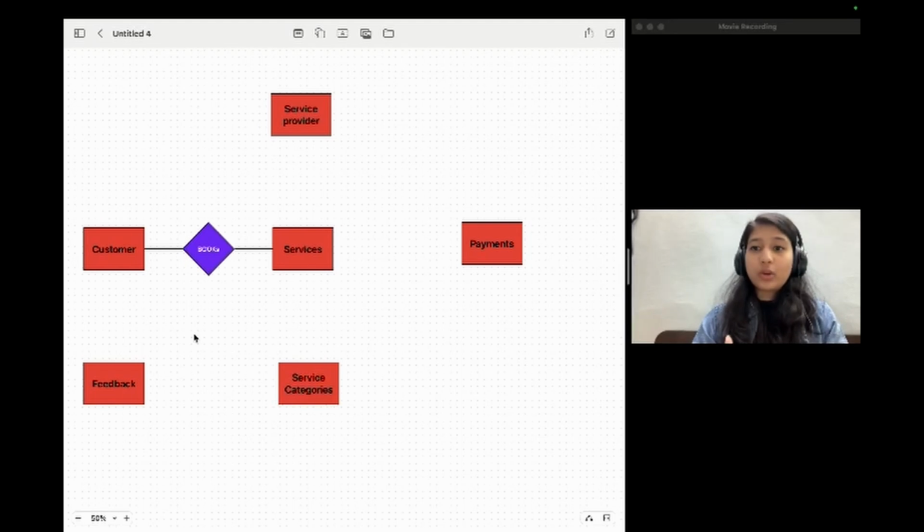At a single time, only one customer can book services. But how many services can the customer book? There is no limit for the services. A customer can book many services, as many as he or she wants. So, one customer can book many services. So, it should be a one to many relation.